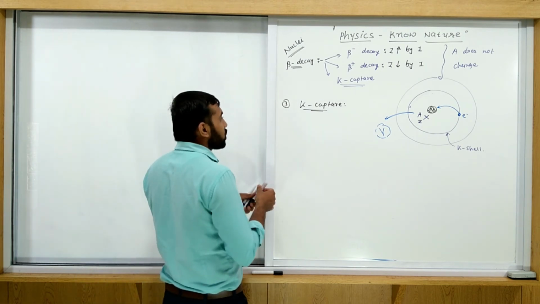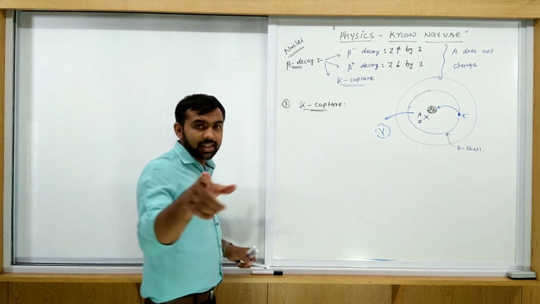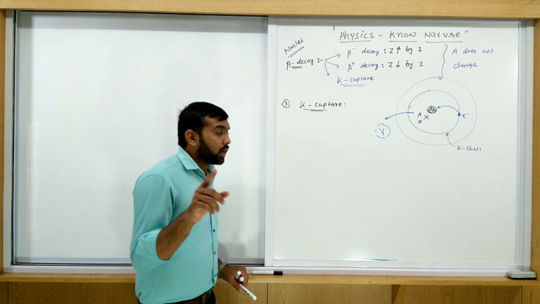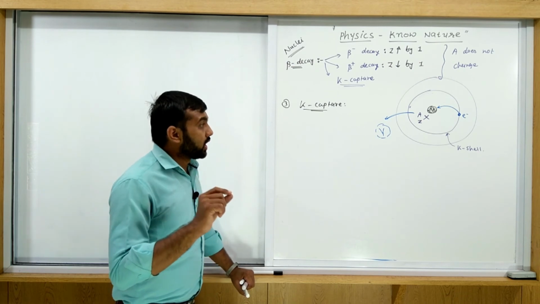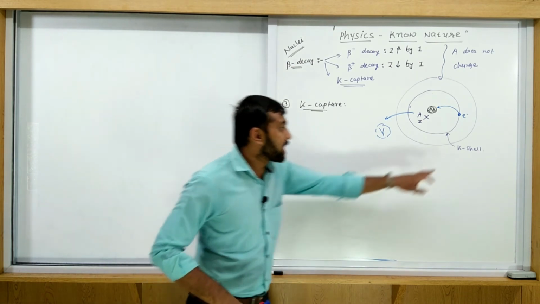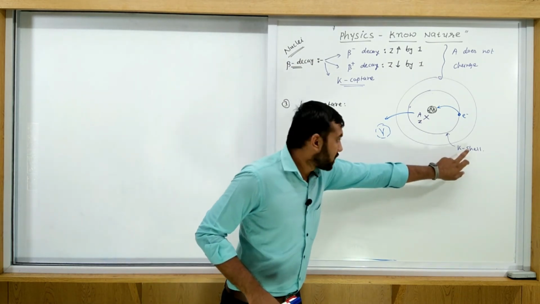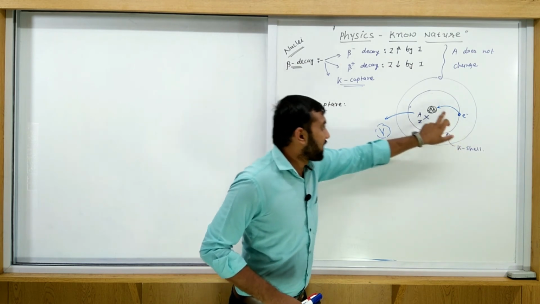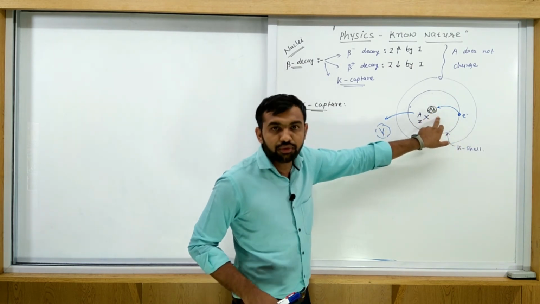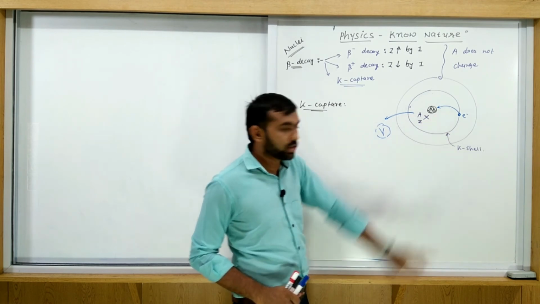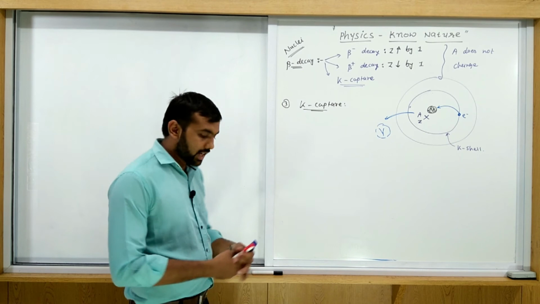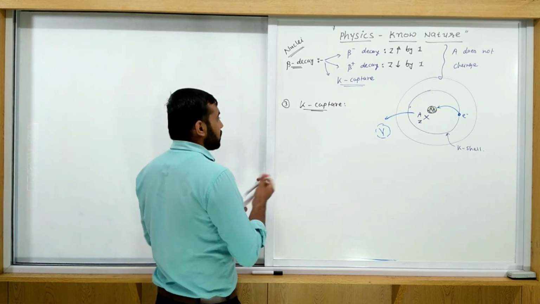So how do we write the nuclear reaction in K capture? All of you, write down the notes here. What is K capture? We'll write the definition on the margin: if a K shell electron is captured by the nucleus of any element, then this process is called a K capture. Let's write a simple nuclear reaction.